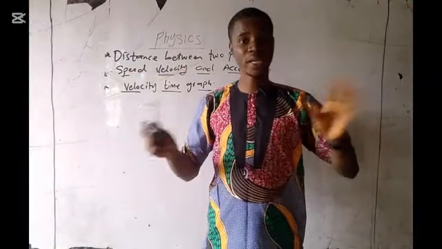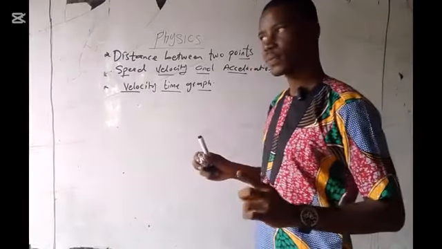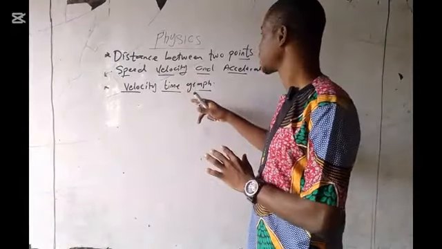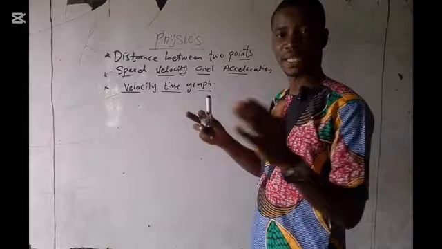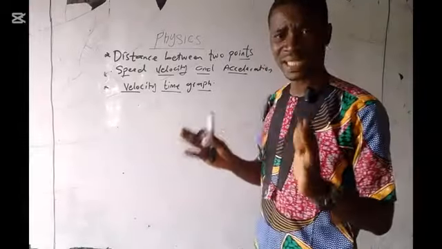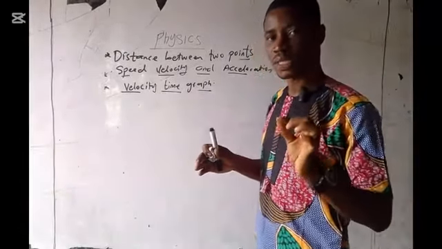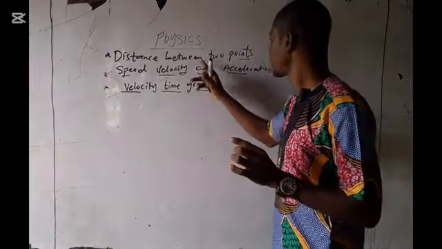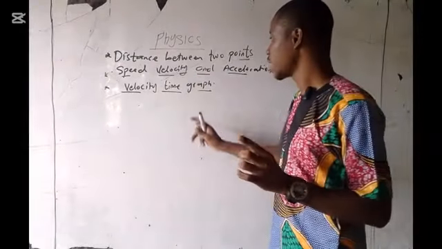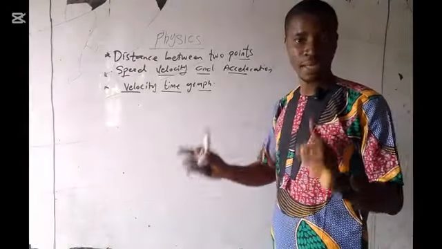So quickly, we'll be talking about the distance between 2 points. These are just the things we'll be talking about in this class. First, we'll be looking at how to calculate the distance between 2 points. I want you to pay attention, get your notes, and make sure you take relevant notes. Then we'll look at speed, velocity, and acceleration. And lastly, we'll be looking at the velocity time graph.